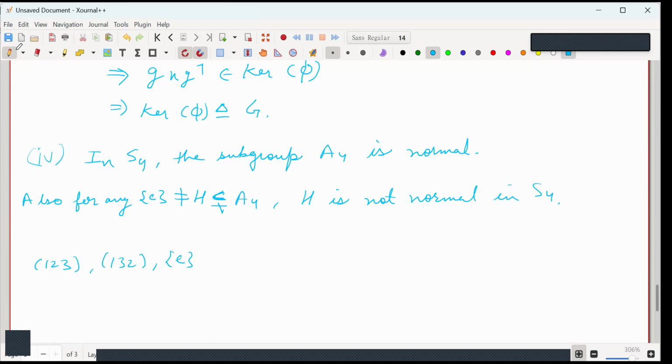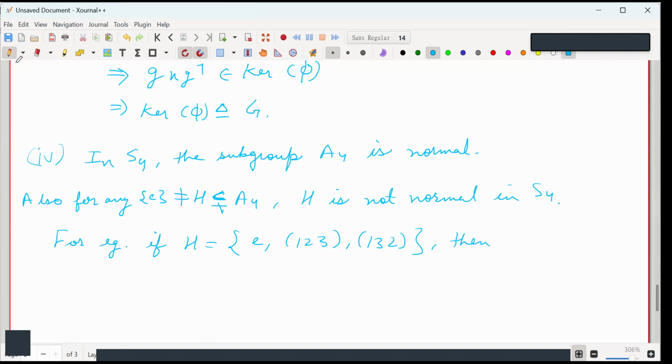And the hint is already there in whatever we have discussed. So let me now formally write it. For example, if H is identity, (1 2 3) and (1 3 2), then H is not normal in S4. Can you quickly tell me why?